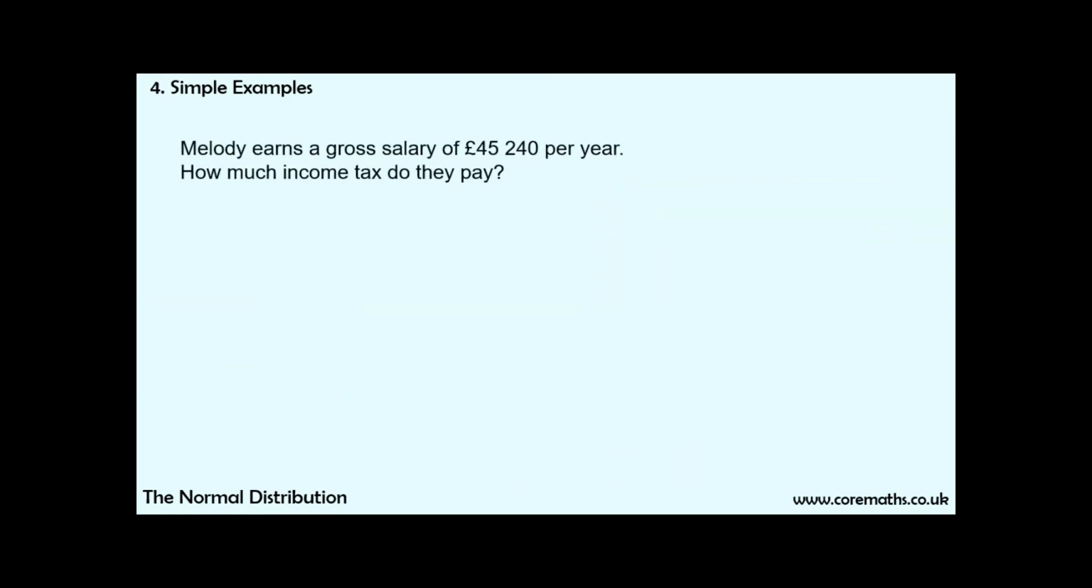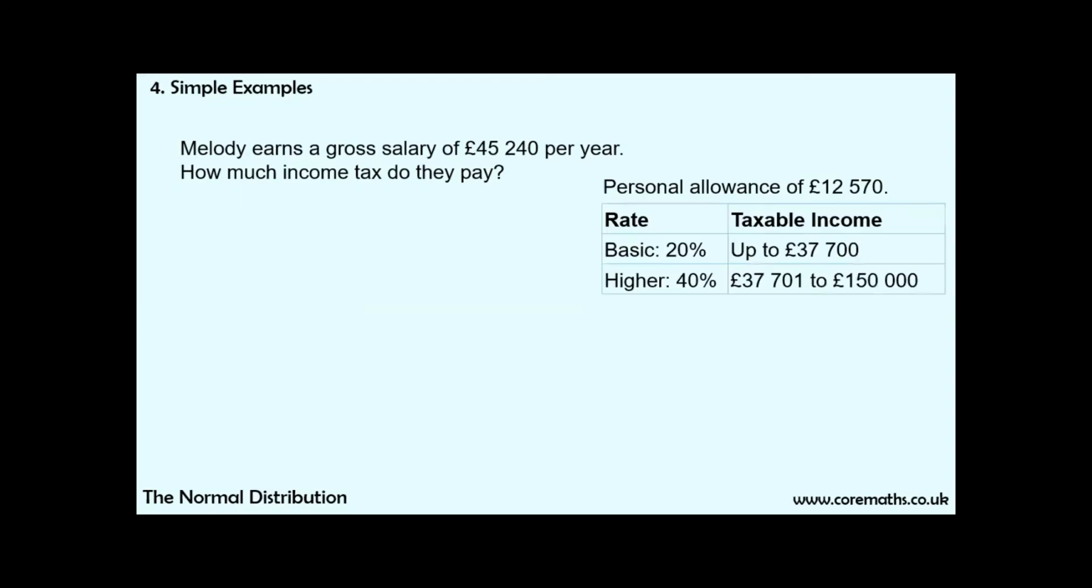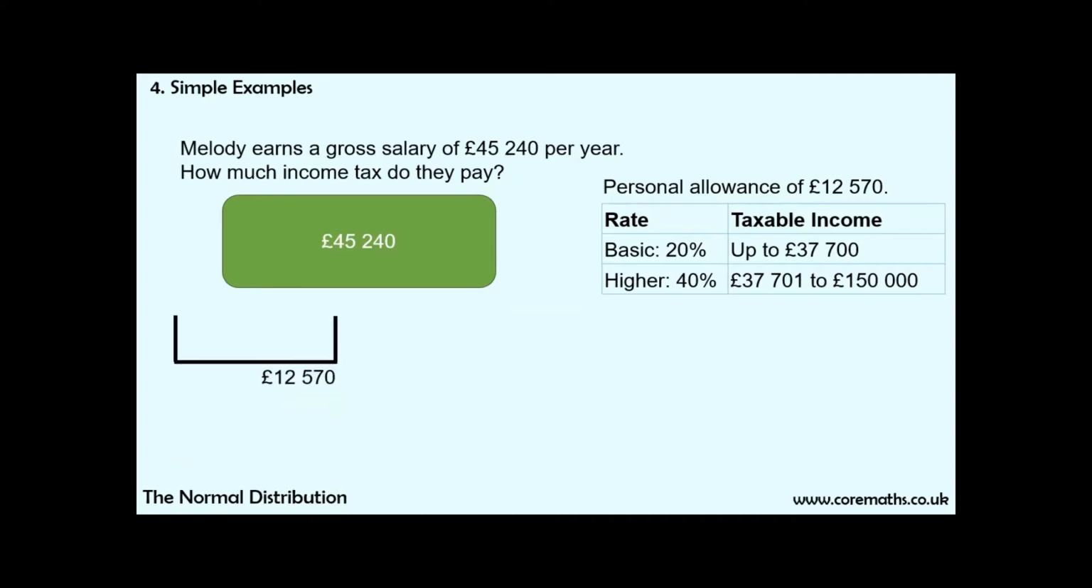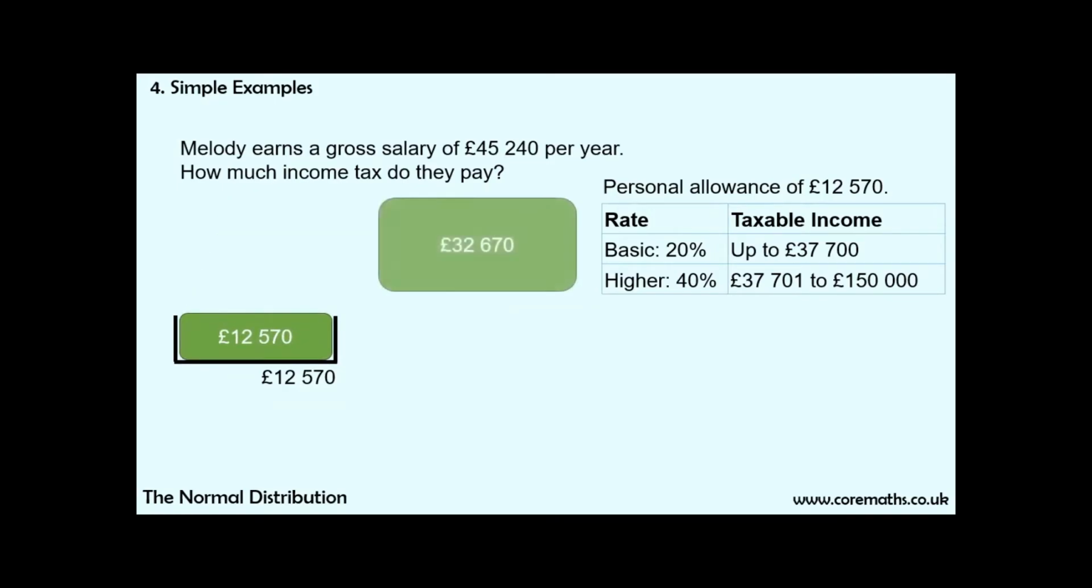Onwards, Melody earns a bit more, a gross salary of £45,240. How much income tax are they going to pay? So same personal allowance, same rate table, bigger green box for this person. Melody gets more money. So the first tub has 12,570 that can go into it. That's no problem. How much is left? So we've still got 32,670.